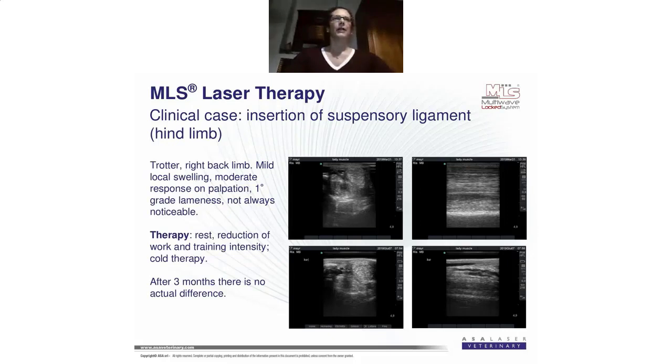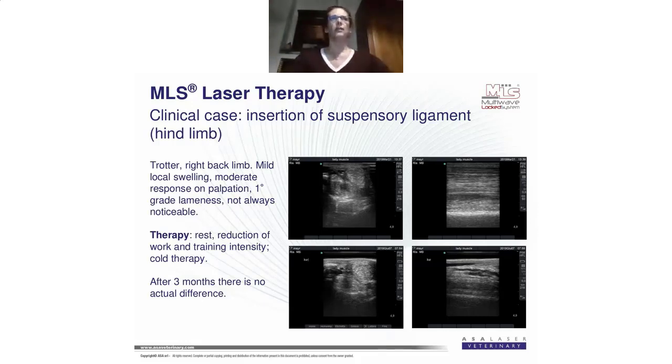Here, another clinical case of the insertion of the suspensory ligament in a hind limb. They gave him only rest. There was a grade 1 lameness, not always noticeable. They gave him rest, reduction of work, and after 3 months, there was not really a big difference. In these 3 months, they did not use laser.